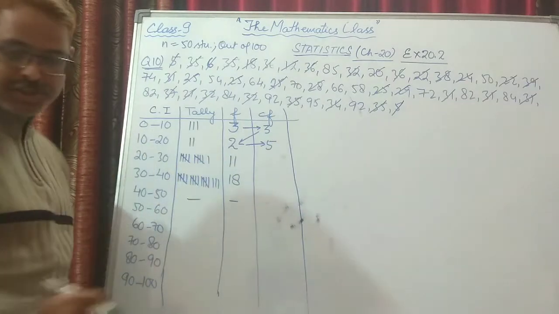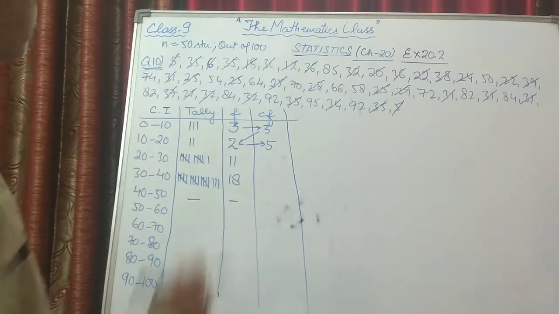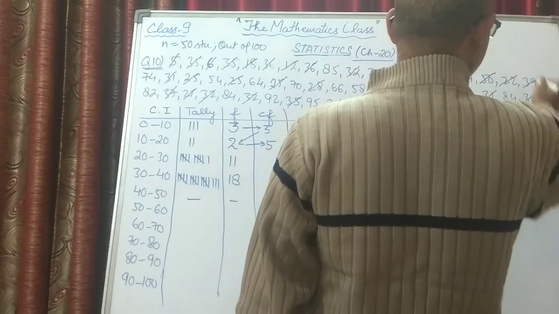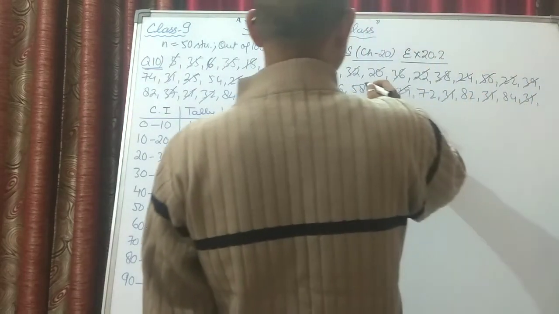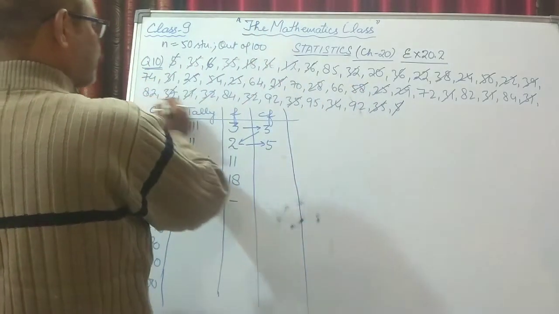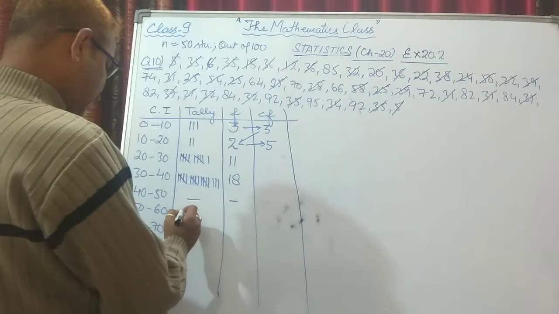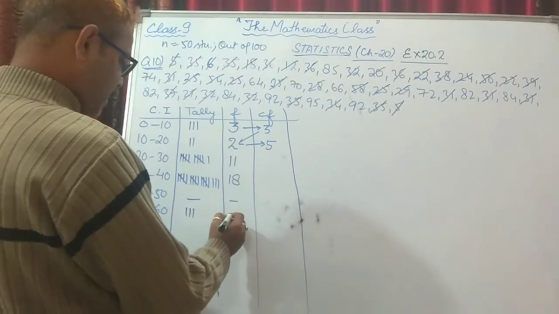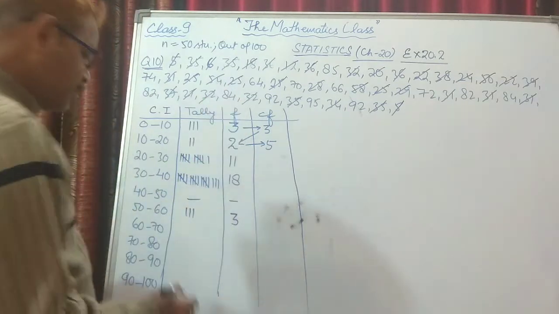Now 50 to 60, we will check between 50 to 60. So that is 1, 2, 3, and that's it. So 3 students have scored between 50 to 60 marks. So we will be writing frequency as 3.